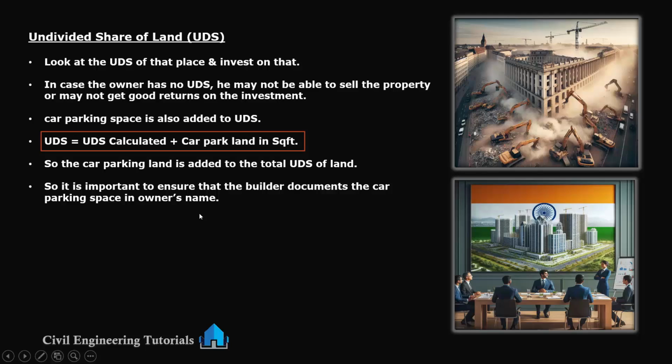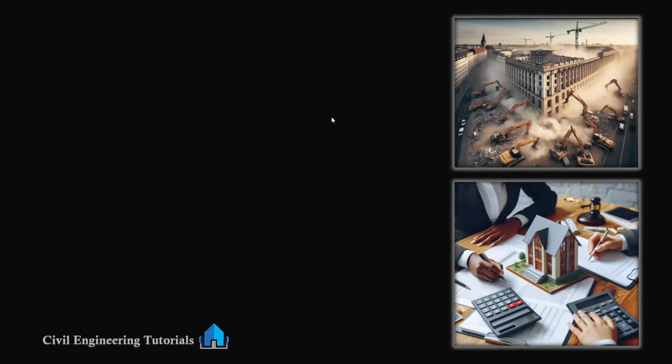I hope you understand what the undivided share of land, the UDS of land, is, and what will happen if the owner has no UDS. Now, some important points about UDS that you must know.